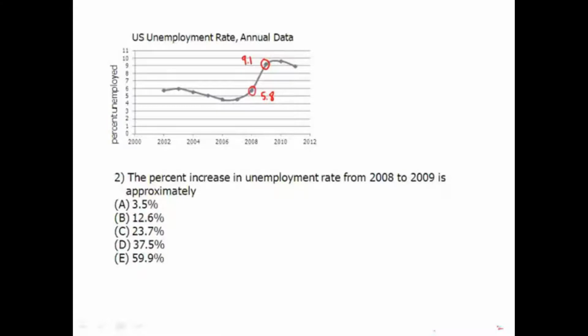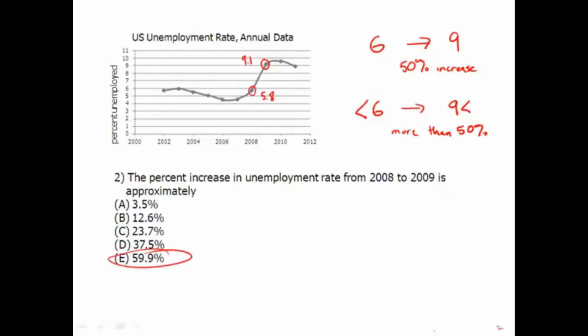We know that if we were going from 6 to 9, well, of course, that's adding 3, which is half of 6. So that means this is a 50% increase. If the price of something goes from $6 to $9, it is a 50% increase. Well, here we have something that is smaller than 6, going to something that is greater than 9. So from smaller than 6 to larger than 9, that's going to be more than 50%. And the only answer that fits that bill here is answer choice E, 59.9%, which indeed is the correct answer.